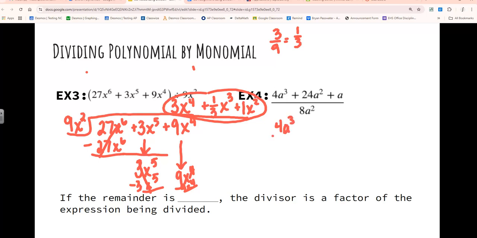4a cubed over 8a squared plus 24a squared over 8a squared plus a over 8a squared. And so if I just reduce what I've got here, 4 over 8 is 1/2. And then I've got 3 a's on top, 2 on bottom. That just leaves me with a single a on top.